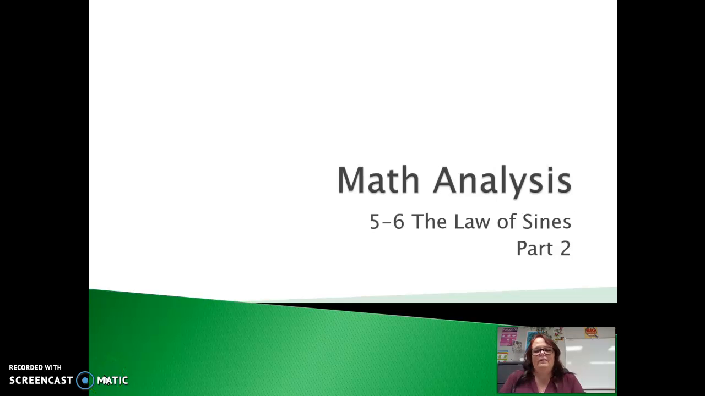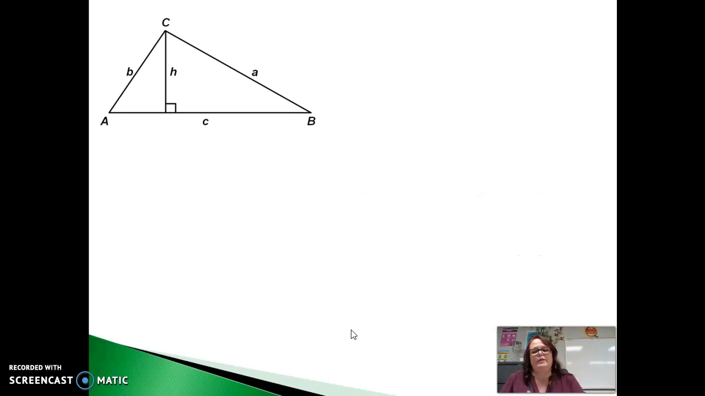All right, so this second video for section 5-6 is going to be pivoting away from finding all the sides and angles of the triangle to actually finding the area of the triangle. And it leads to something similar to what we were doing with finding the area of the hexagon. So we're going to start with the same picture that we did when we found the law of sines.